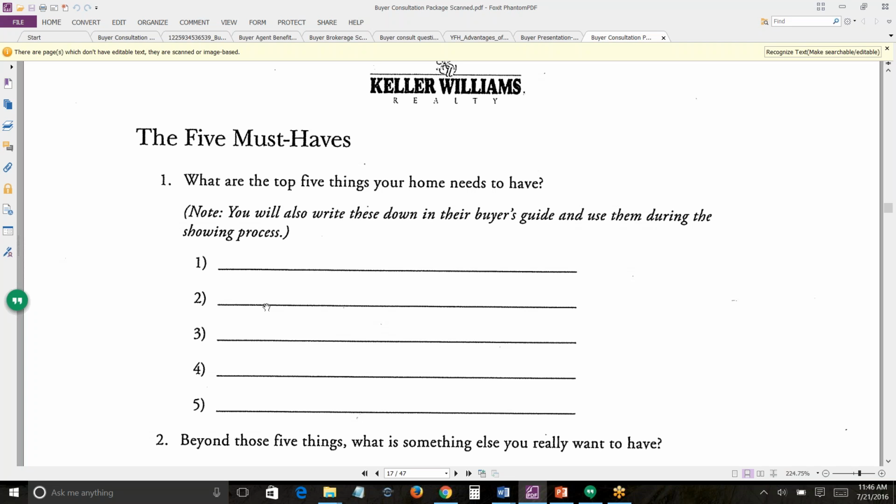This may be counterintuitive, right? The reason for the buyer consultation is not to narrow the field, but to expand it. Does everybody understand that? Because many times they're going to describe a house that does not exist.